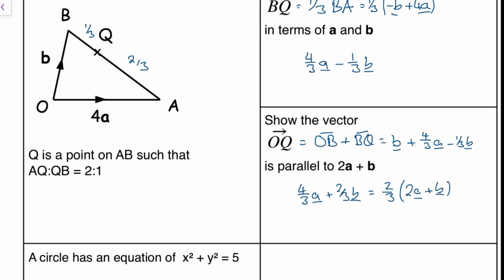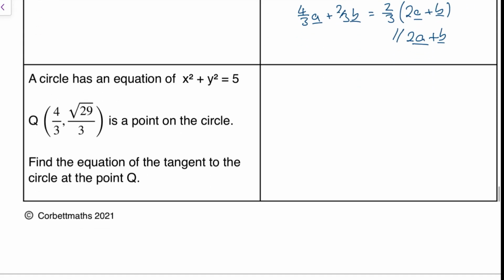And then I need to answer the question, so I need to show it's parallel, so I'm just going to say that out loud. So that's parallel to 2A plus B. I've shown it by factorising it out. That will do. Next and final question today.